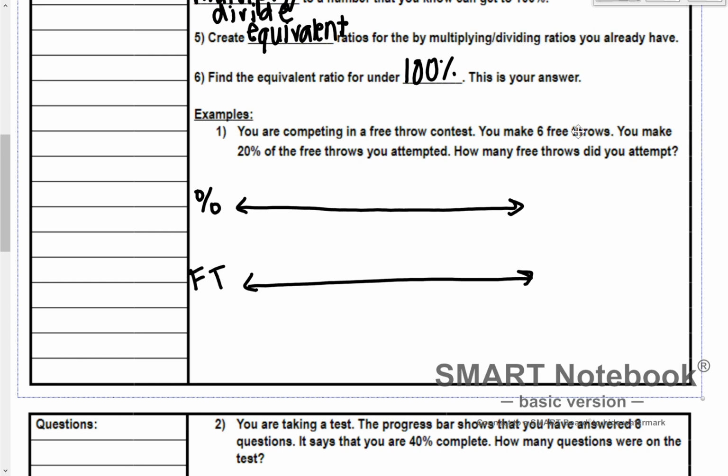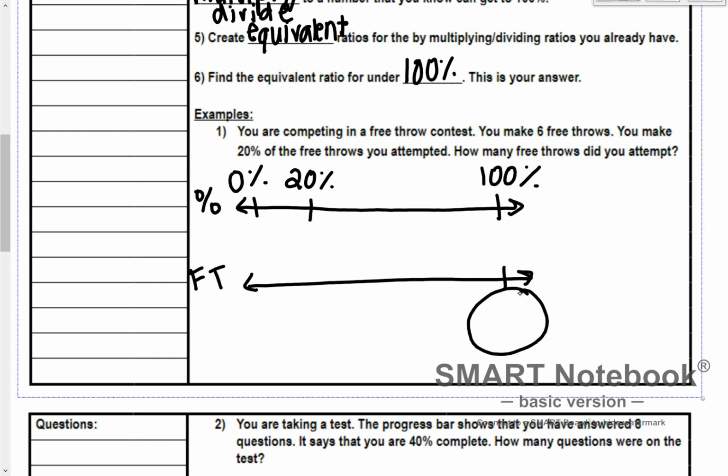You make 6 free throws, which is 20%. 20% I'm going to guesstimate is going to be right around here on a number line, because remember, 100% would be here, 0% would be here. Whatever goes under the 100% is going to be my answer. So I'm just going to put a big circle.